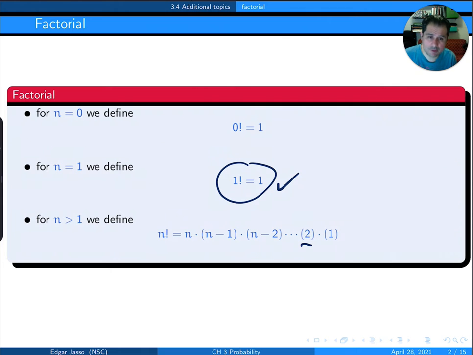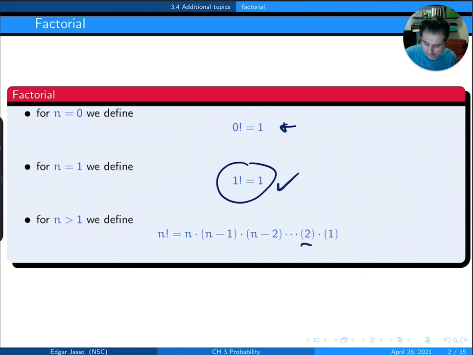And an even more special case is 0. So 0 factorial is a special case that probably makes no sense with this definition, but we need to include it, and it's going to be 1 as well. This is going to make our formulas work and make sense and allow us to write things and simplify. So 0 factorial is 1, 1 factorial is 1, and for numbers greater than 1, n factorial is you multiply all numbers between 1 and n.